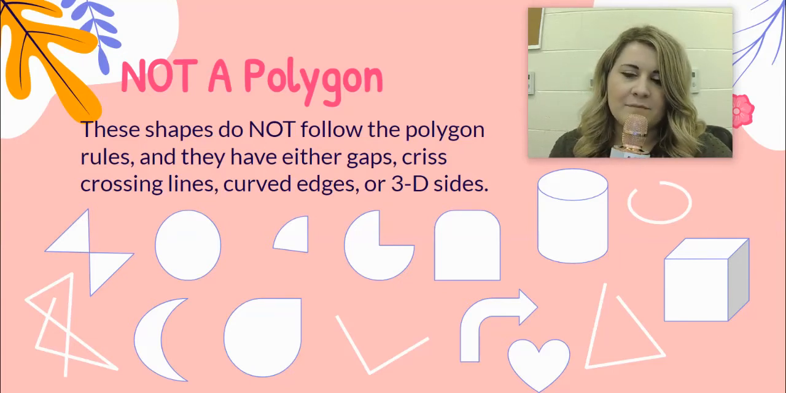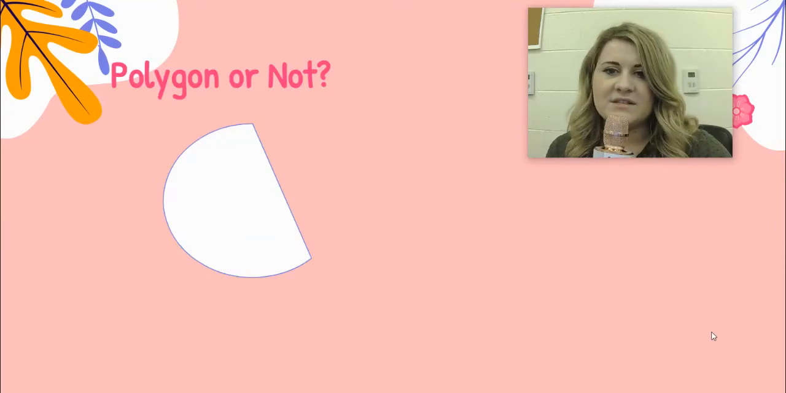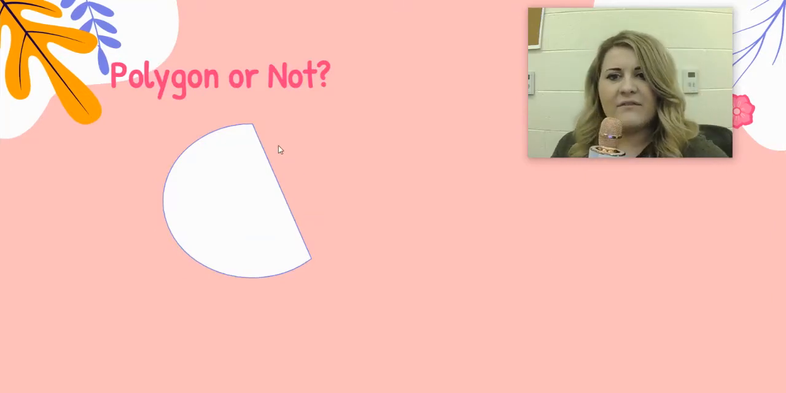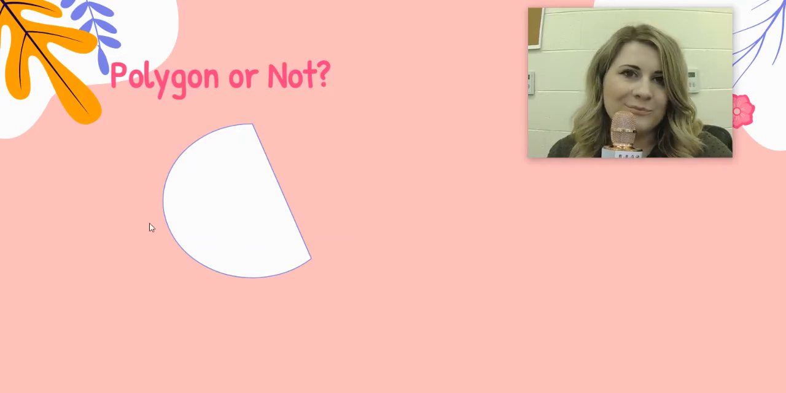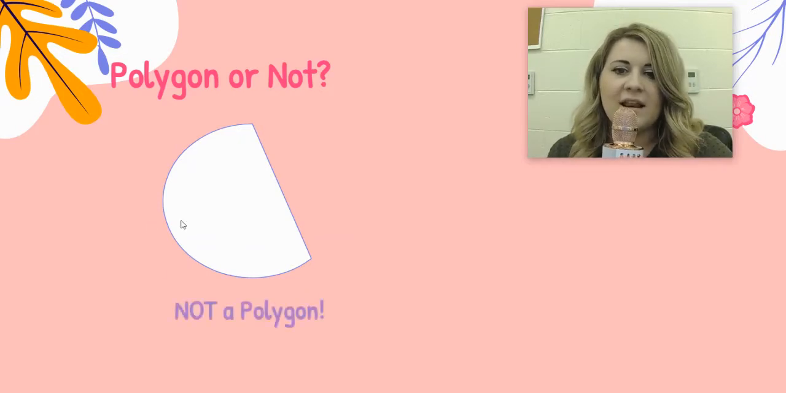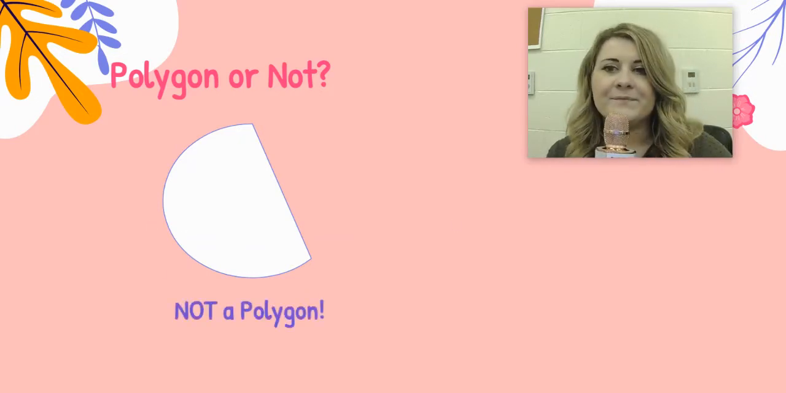So we're going to play a game, polygon or not. First we're going to look at this shape. We have a nice straight line. That's good. We want that. We'd love to see that. But do we want this curve? No. The curve makes it not a polygon, okay?